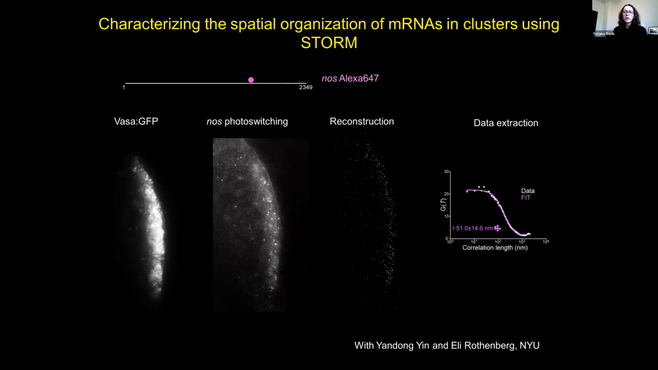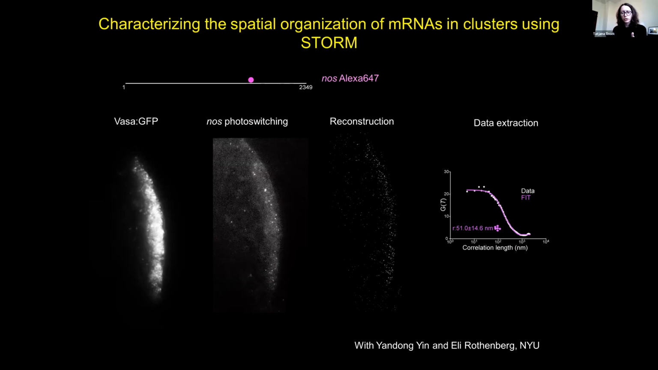So to do this, we used STORM microscopy, and we collaborated with Eli Rothenberg's lab at NYU and his postdoc Kim Dong, and we labeled an RNA such as nanos with a single FISH probe that was conjugated with a photo-switchable dye, such as Alexa 647. We observed very long and beautiful photo-switching events, as shown here on this blinking movie.